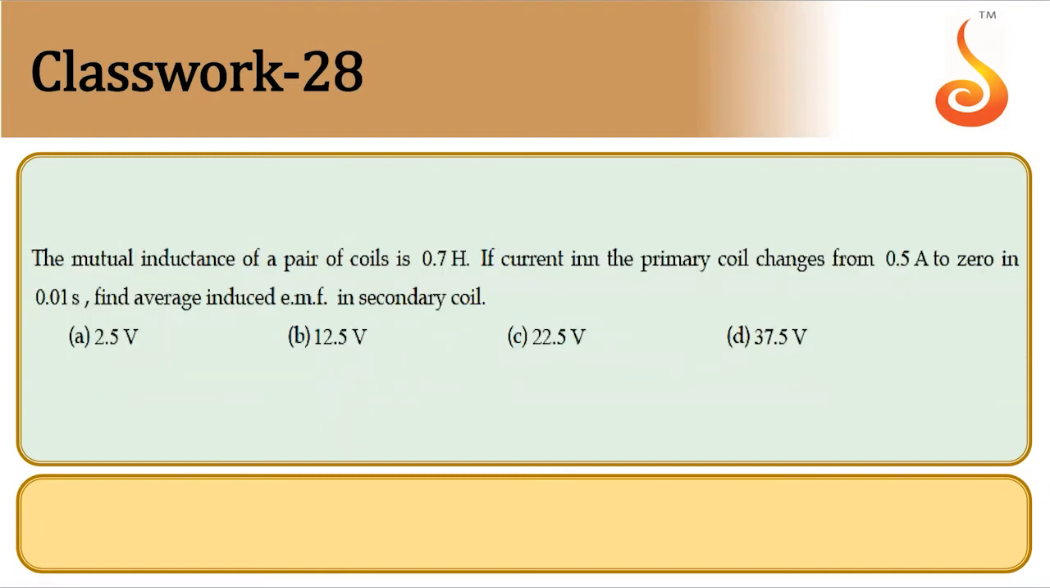The mutual inductance of a pair of coils is 0.7 Henry. If current in the primary coil changes from 0.5 ampere to 0 in 0.01 second, find average induced EMF in secondary coil. Options: 2.5, 12.5, 22.5, 37.